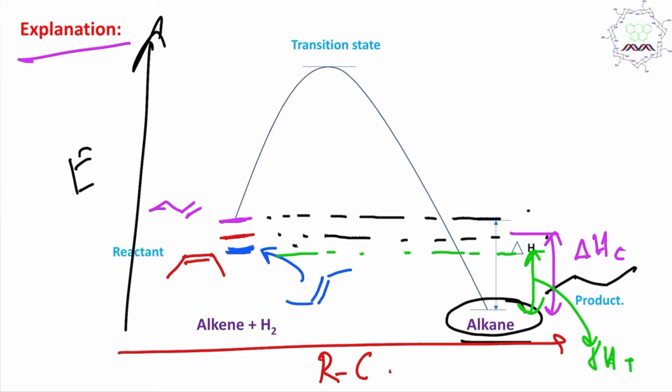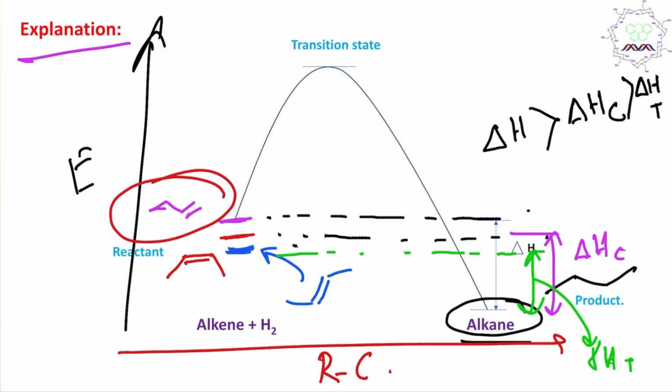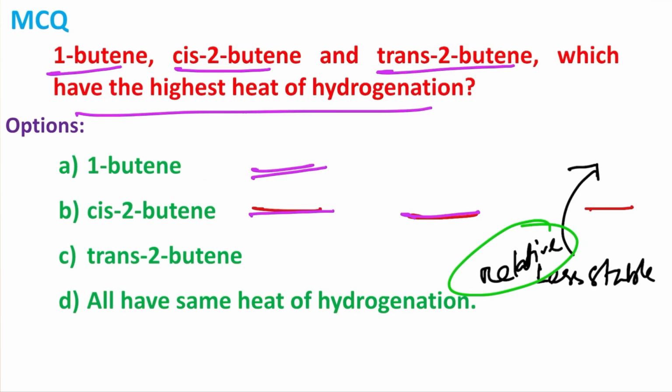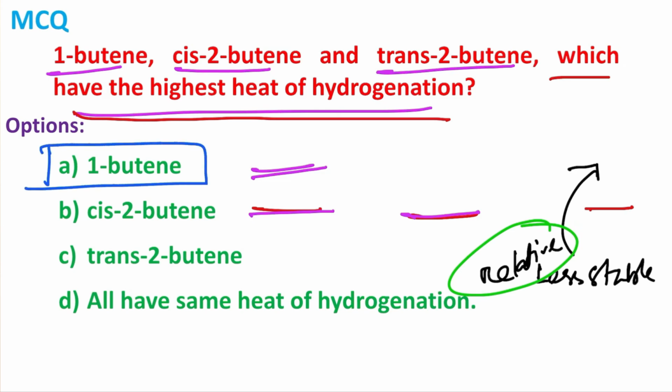H trans. Now if you look at this, delta H cis is greater than delta H trans. So from this we can say that the heat of hydrogenation, meaning the heat released during this hydrogenation process, is maximum for 1-butene, meaning the unsubstituted one. So from this discussion, in which case is the heat of hydrogenation highest? Obviously for 1-butene. So the answer is 1-butene.